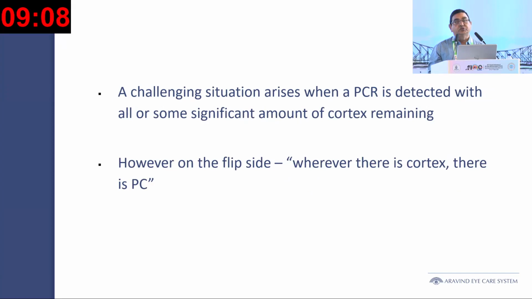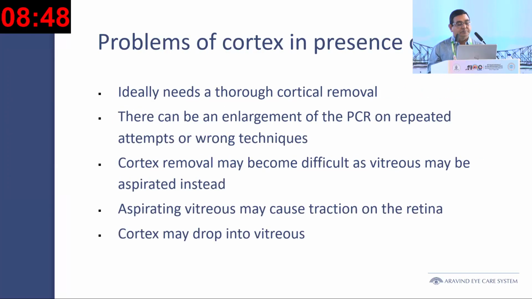A challenging situation arises when a PCR is detected with all or some significant cortex remaining, and the surgeon is usually a little deterred by this condition. But on the flip side, we have to remember that wherever there is cortex, there is a PC, and the surgeon should take heart that he still has some support to place the IOL.